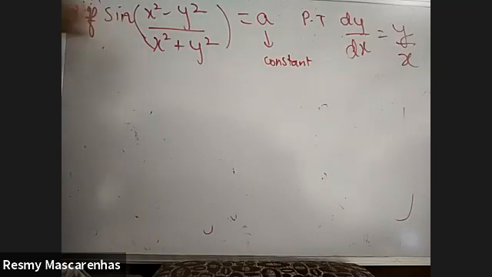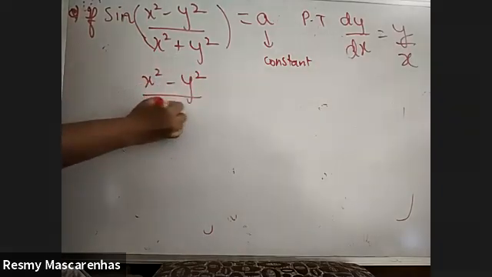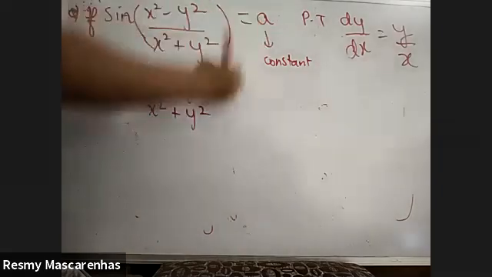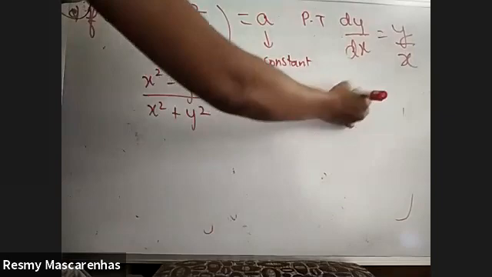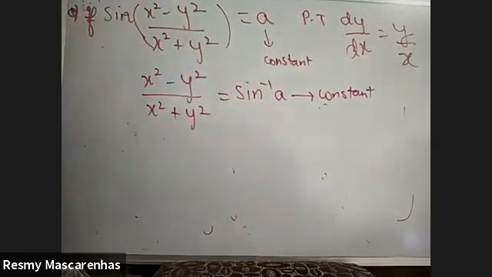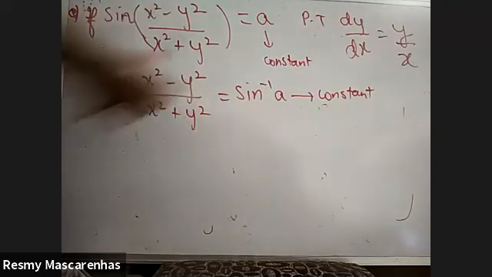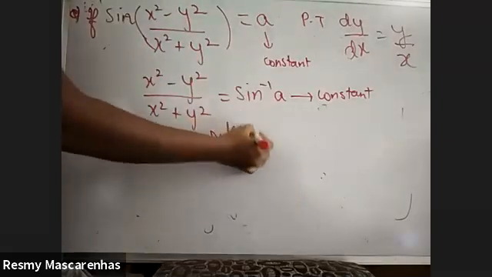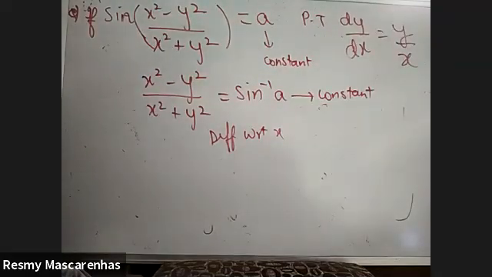So if there is a sine here, always go for this step. Take the sine of x square minus y square over x square plus y square to the other side. What will it become? Sine inverse of a, and this is also a constant. Sine inverse of a number will be a number only. So you have got rid of this sine, and it became a simple expression instead of having sine of something. Now you differentiate. Automatically the right hand side will become 0, and this will be in u upon v form.